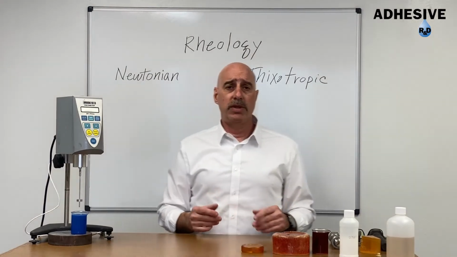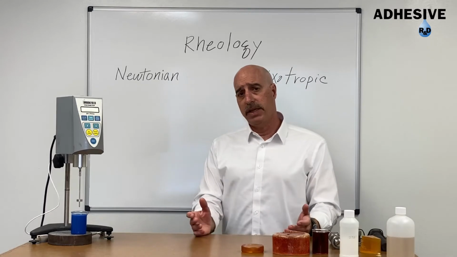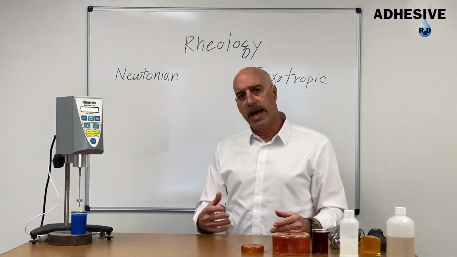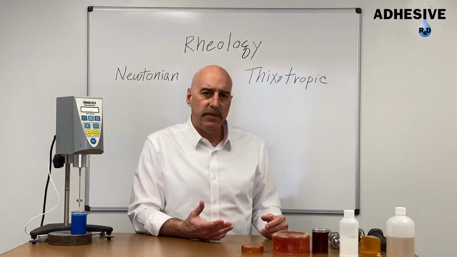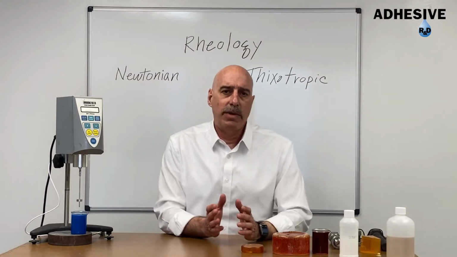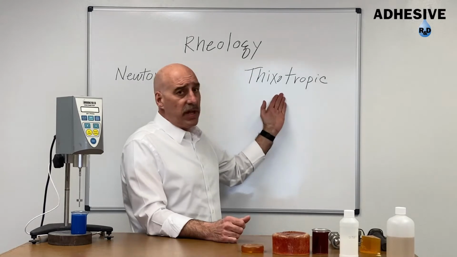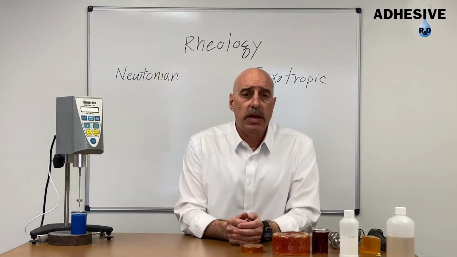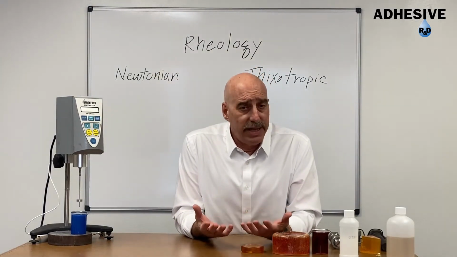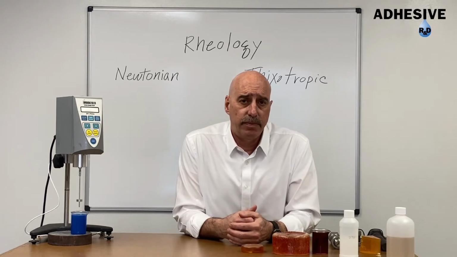Now, Newtonian materials are basically things like honey, and they have the same relative viscosity no matter how much stress is applied to the liquid. Where something that's thixotropic, for instance, would be like latex paint, and it has different properties depending on the amount of stress you put on it.